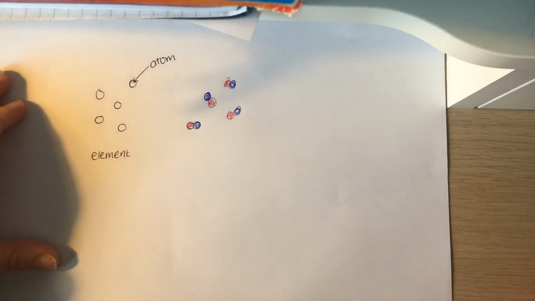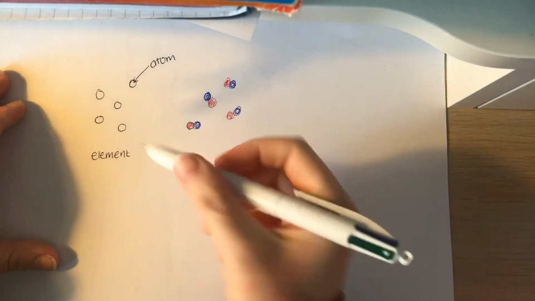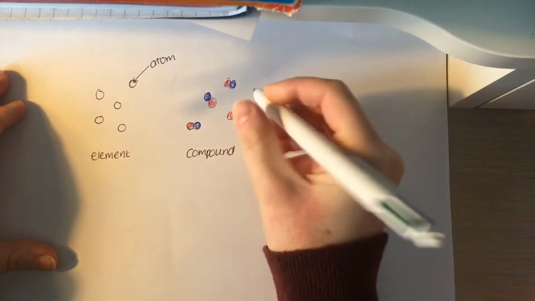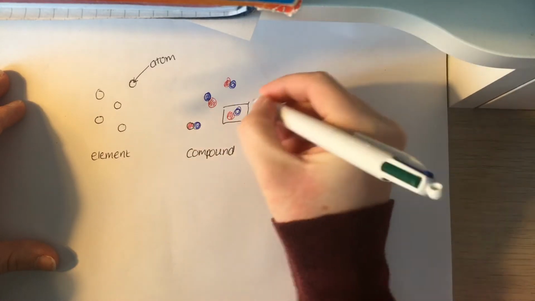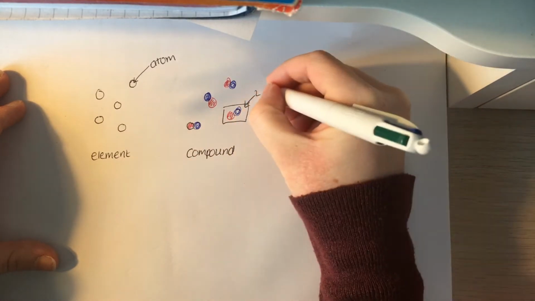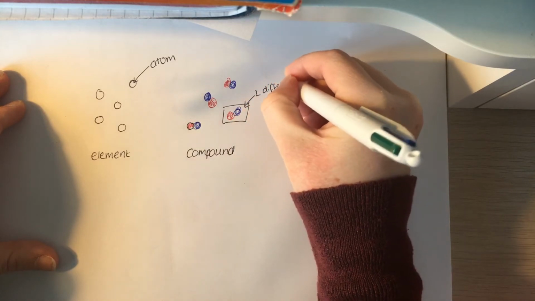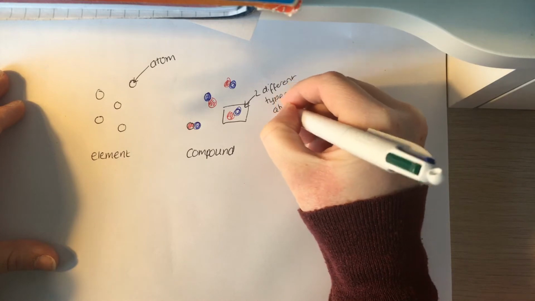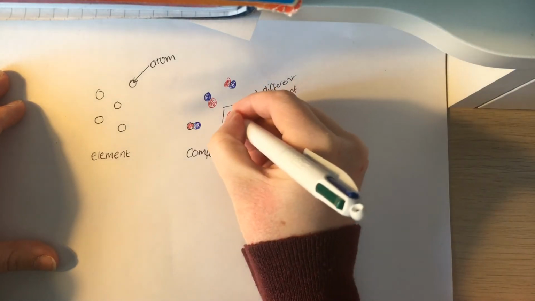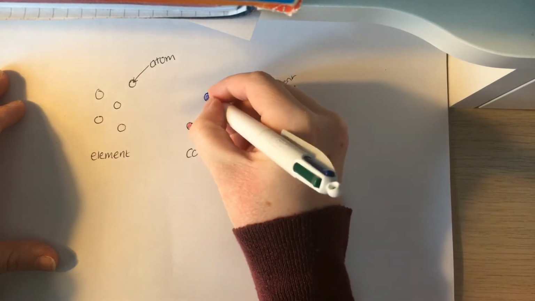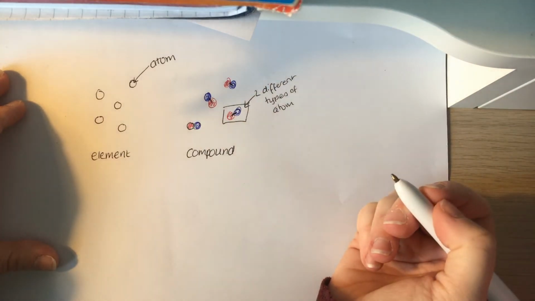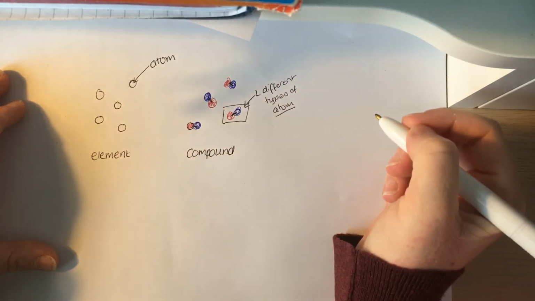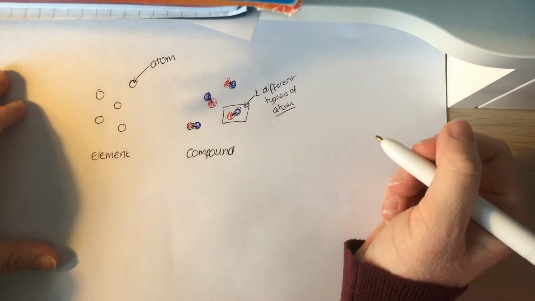Now here we have got a compound, and this is a compound because in each of these little particles here there's two different types of atom, and they are chemically joined together. That's why I've stuck them together and I've drawn them all next to each other. So these are chemically stuck together and they're two different types of atom. So this is a compound.